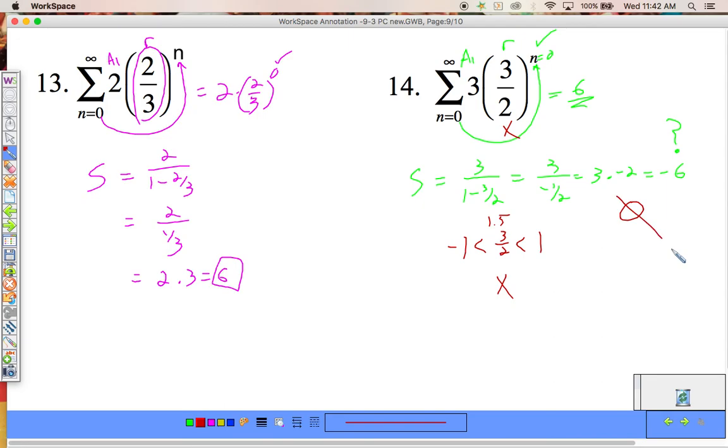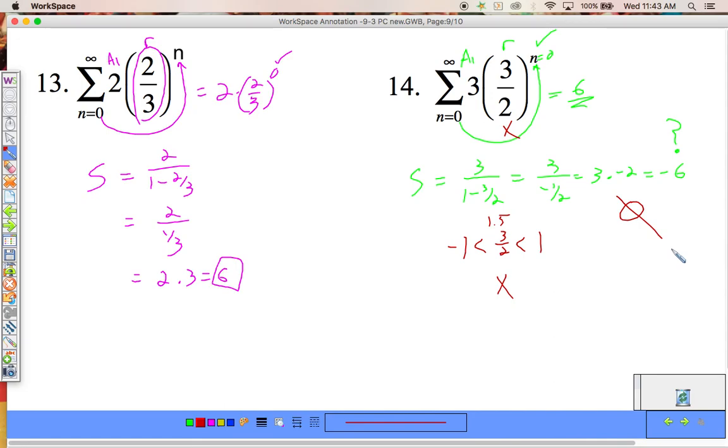So we can't take the sum of an infinite geometric sequence if my ratio is larger than 1. All right, because 3/2 is multiplying by 1.5. If I keep multiplying by 1.5, my numbers keep getting bigger and bigger, and I can't get a good answer. I'm going to get an answer of infinity because it keeps going up.